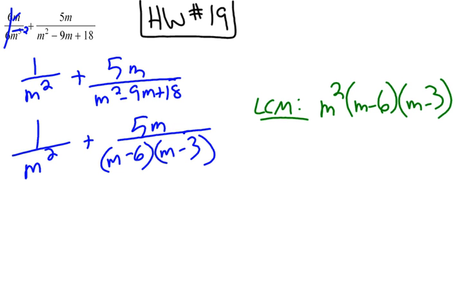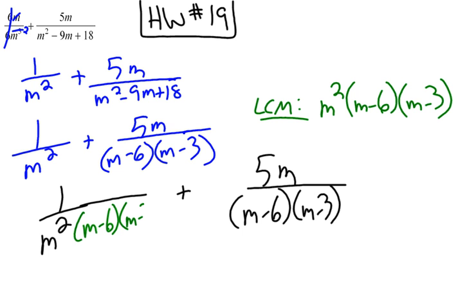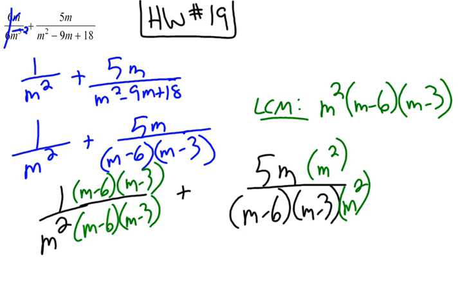Okay? Now we must multiply each fraction by the missing factors. So let's just rewrite 1 over m squared. In a second, we'll multiply it by what's missing. Same with our second fraction. In green, we'll multiply both our numerator and our denominator by the missing factors. So in that first fraction, we have m squared only. We must multiply our numerator and our denominator by the two missing factors, m minus 6, m minus 3. Looking at our second fraction, we have m minus 6 and m minus 3. The only factor missing is that m squared. So we multiply both numerator and denominator by m squared.